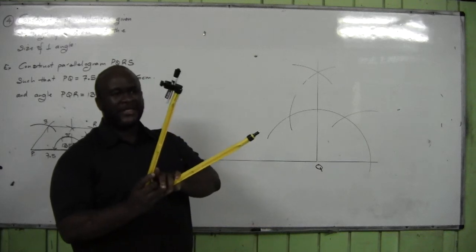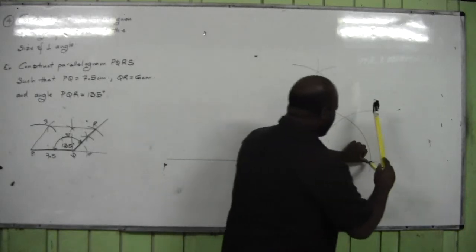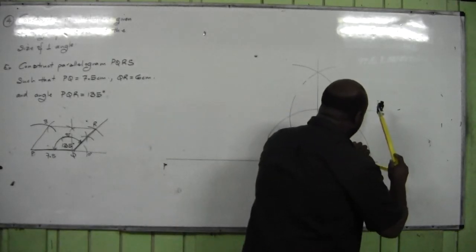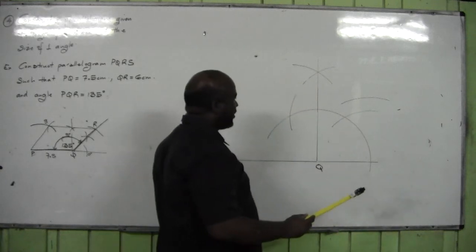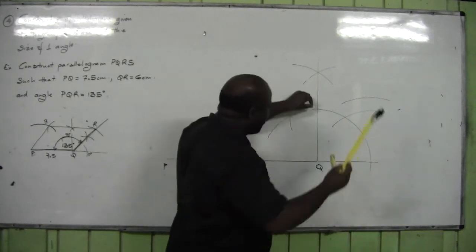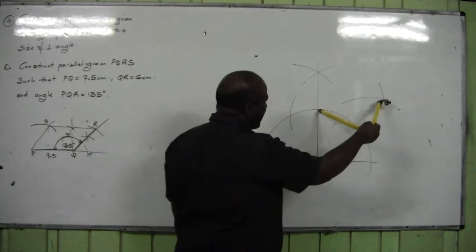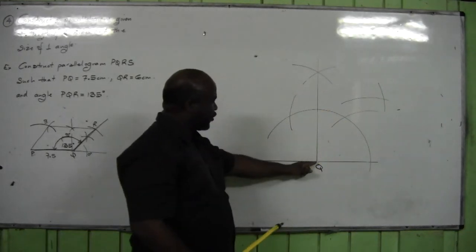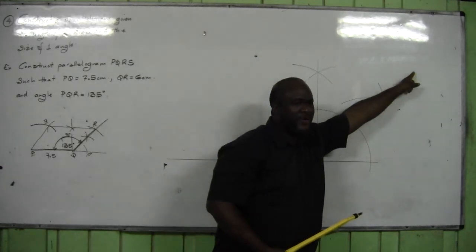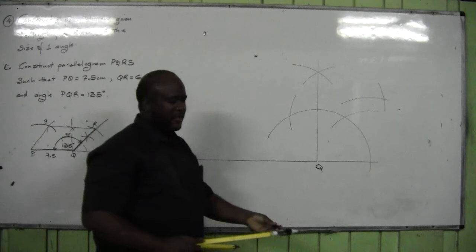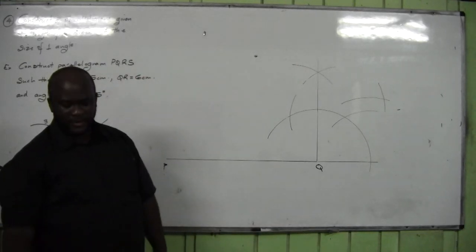Open your compass a little wider. Put the metal tip at 0 and scribe an arc. Then move it from 0, put it at 90 and scribe an arc. A line from Q through here will give me 45 degrees. And 45 plus 90 will give me 135.